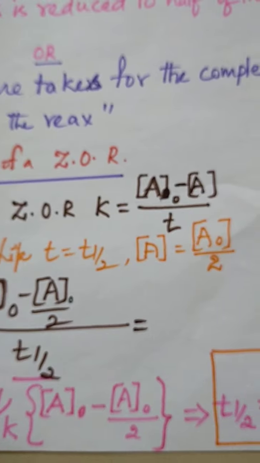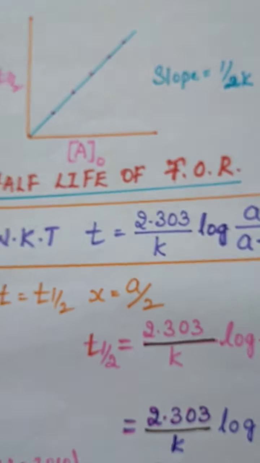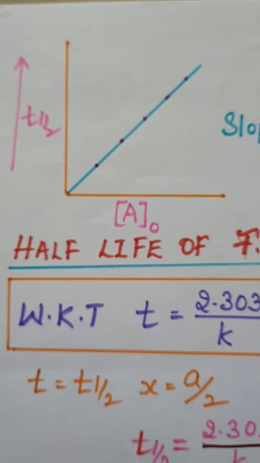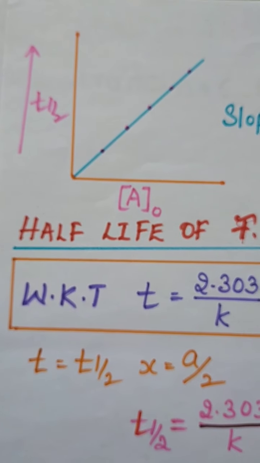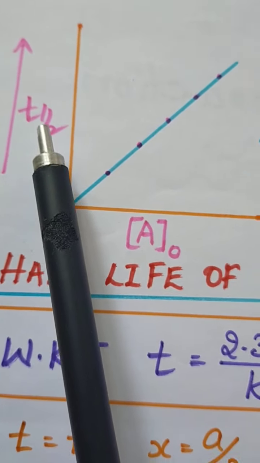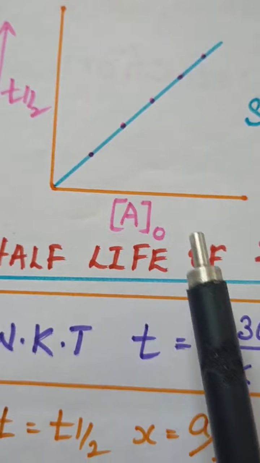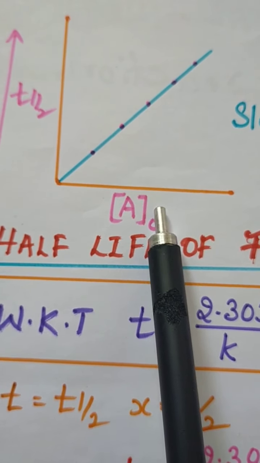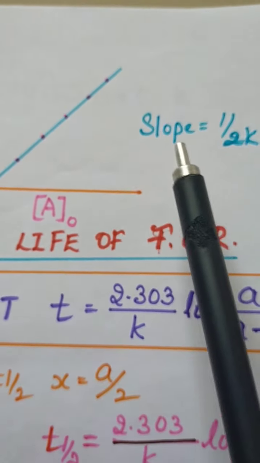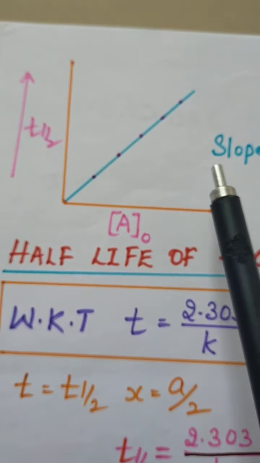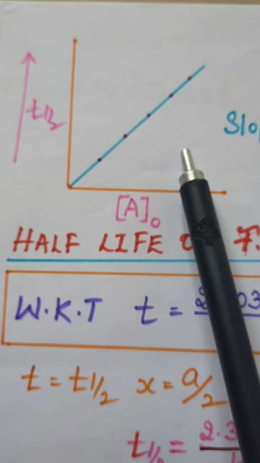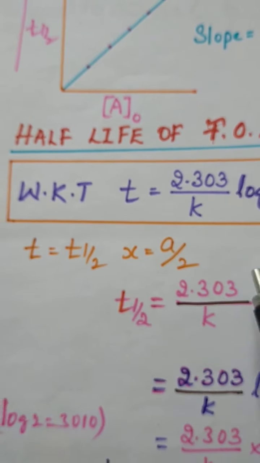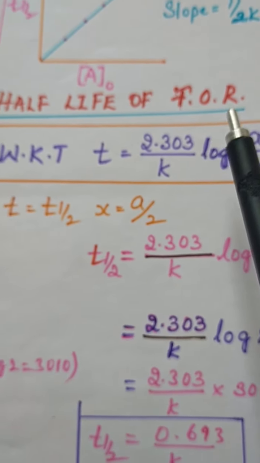Now, how do we use this half-life of zero order reaction through the graph? Observe here, t half, the half-life period, and the concentration. If you plot the graph of t half versus initial concentration, we get a slope, and that slope is equal to 1 by 2K. This is another graph of it. In the same way, we go for the half-life of first order reaction.